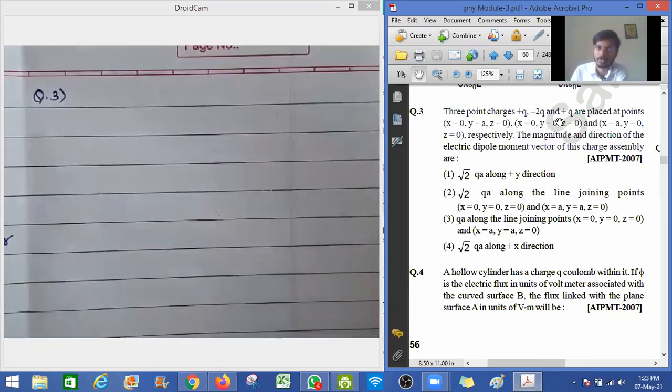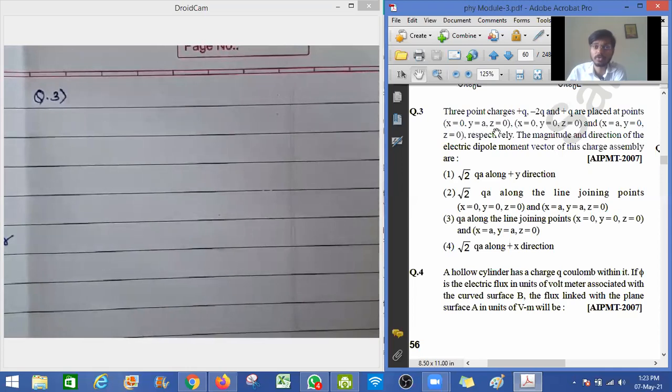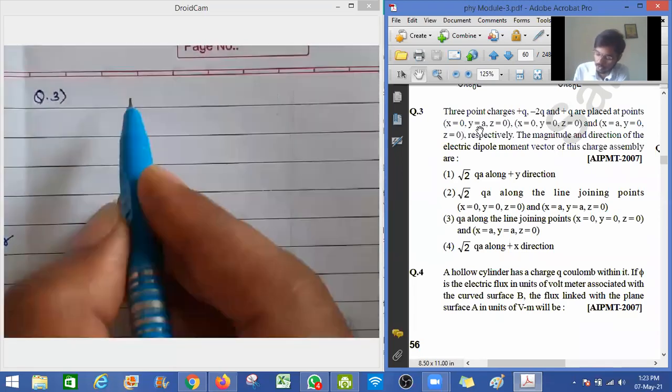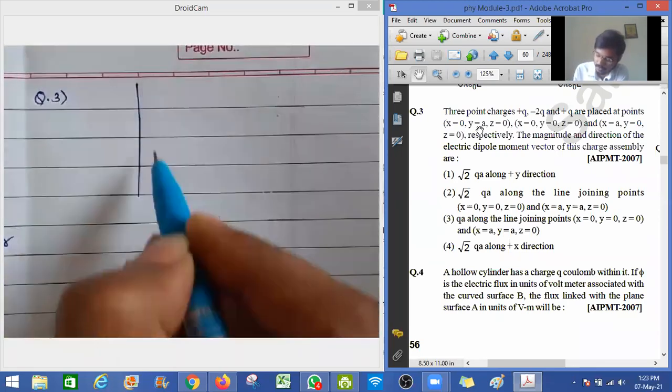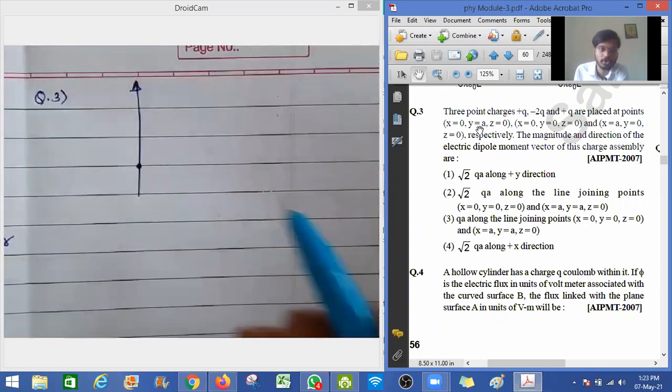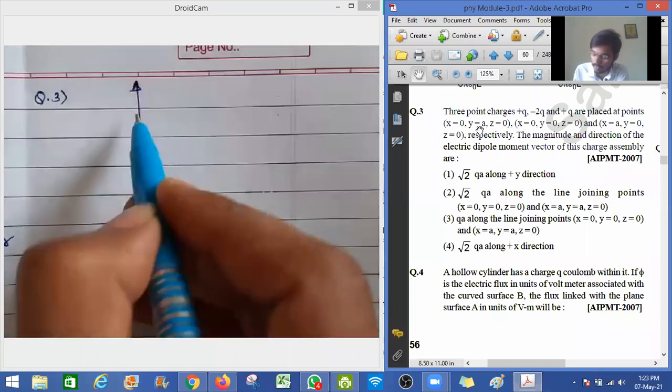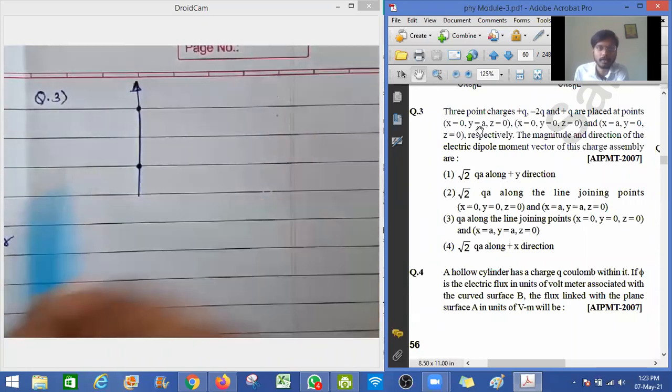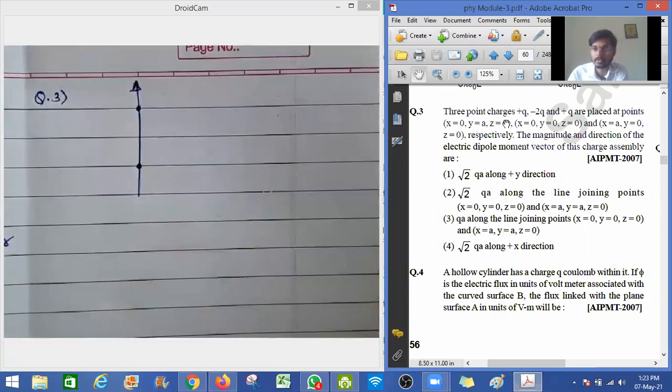Okay, fine. Let us try to draw that charge assembly. See, the first point is on the y-axis. X equal to 0, z equal to 0 means y equal to a, so it is on the y-axis. Let us draw the y-axis and the origin, and this is the point y equal to a. So here we have the first point charge plus q.